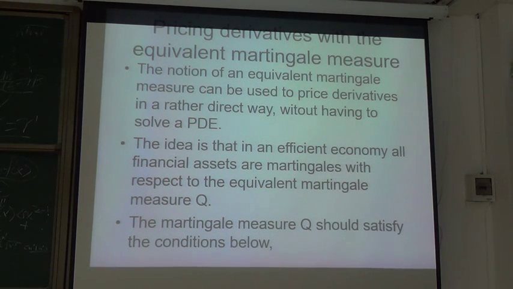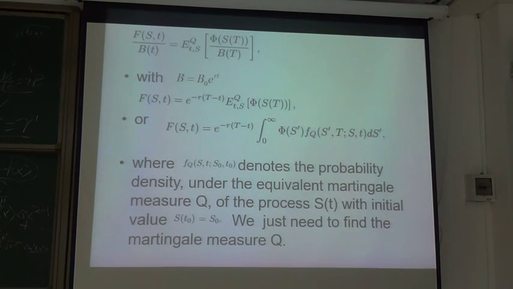And we change the equivalent martingale measures, just like the transformation of frame in physics. The notion of an equivalent martingale measure can be used to price the derivatives in a rather direct way, without having to solve a PDE, the partial differential equation, with some tedious calculations. The idea is that in an efficient economy, all financial assets are martingales with respect to the equivalent martingale measure Q. And the martingale measure Q should satisfy the conditions below, as we have mentioned above.